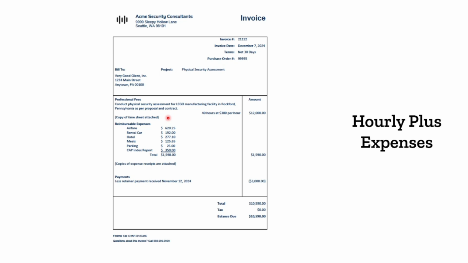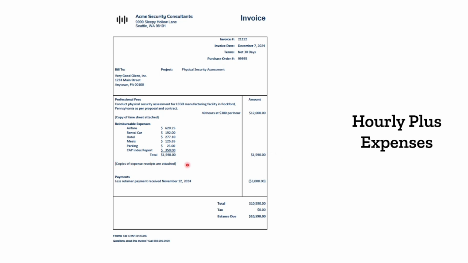Reimbursable expenses. This is where you charge the client for any expenses that you incurred when performing the project. If you only have a small number of expenses, these can be listed on the invoice itself as shown here. If you have a large number of expenses, you will likely want to itemize them on a separate voucher that is attached to the invoice and simply include the total amount of expenses here. In this case, the total expenses were $1,590. Most clients will request copies of expense receipts. These should be attached to the invoice.